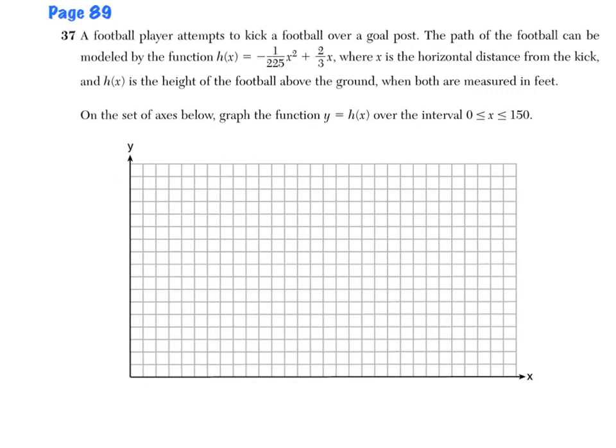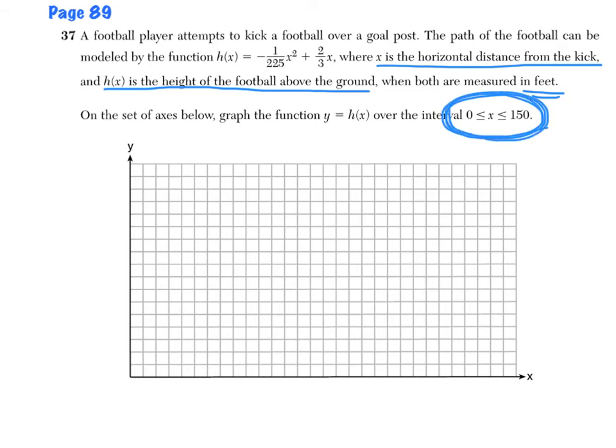The path of the football can be modeled by the function h of x equals negative 1 over 225x squared plus 2/3 x, where x is the horizontal distance from the kick and h of x is the height of the football above the ground. Both are measured in feet. On the set of axes below, graph the function y equals h of x over the interval 0 to 150.